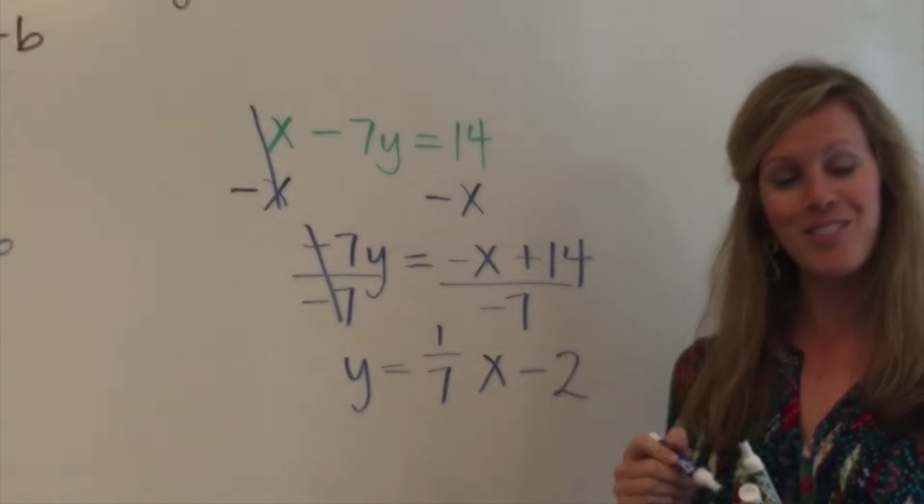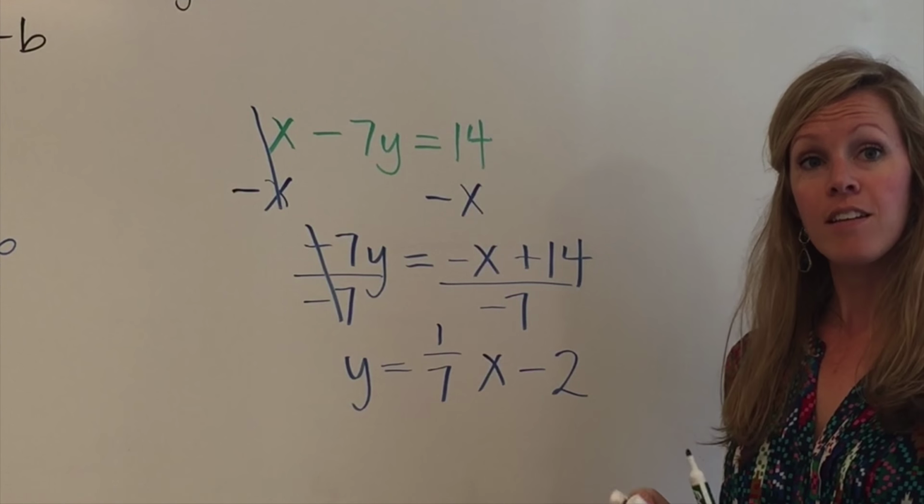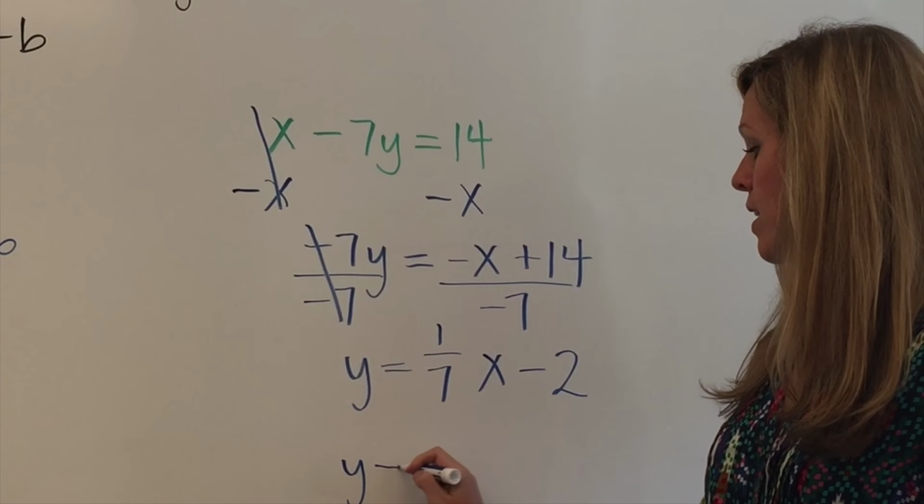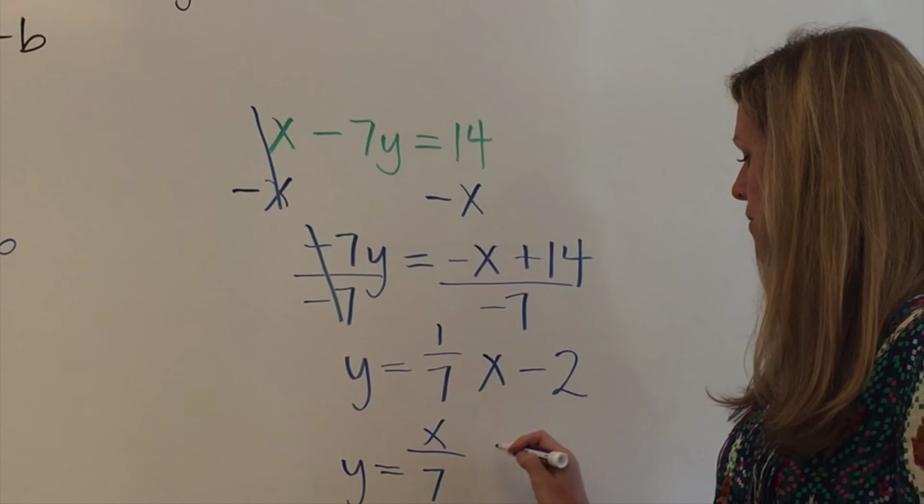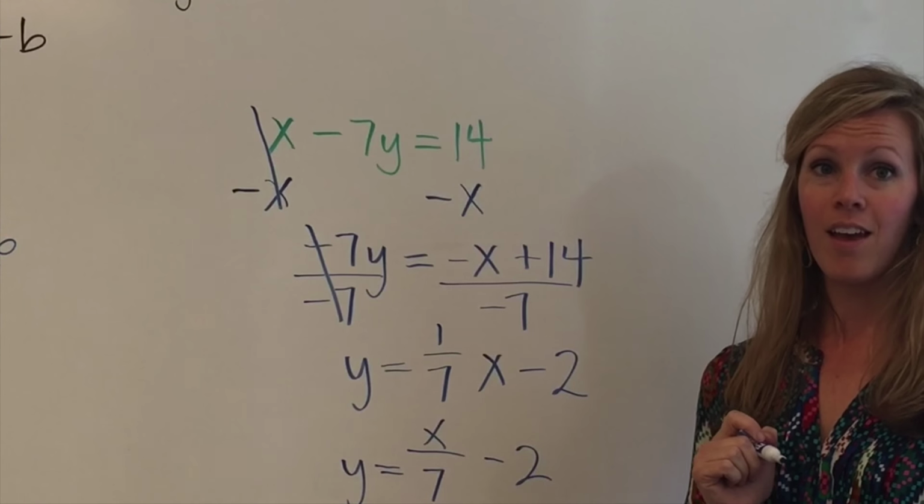Ms. Pariseau, do you have a question? Is it okay to just leave it as x over 7? Yes, in fact, that is the same thing. If we say y equals x over 7 minus 2, we are saying the very same thing as 1/7 x.